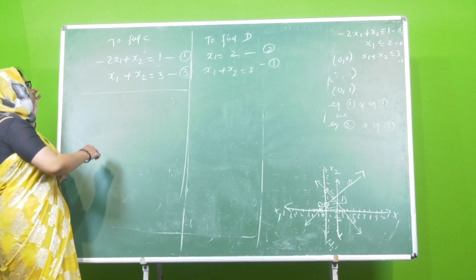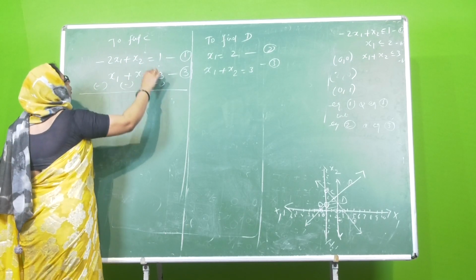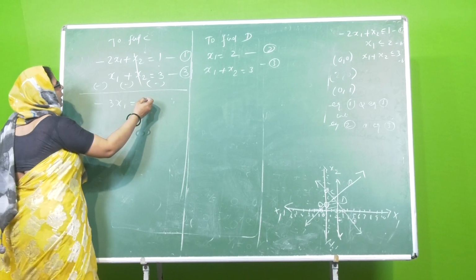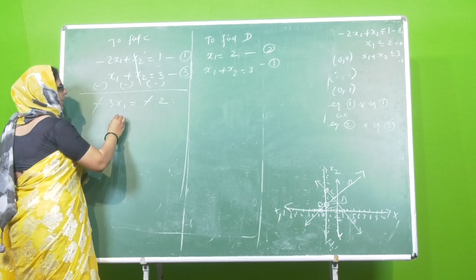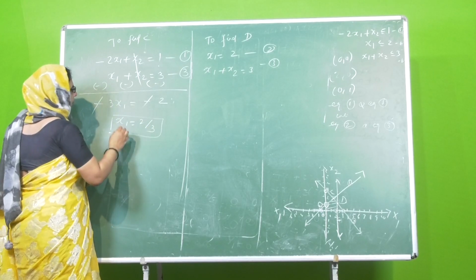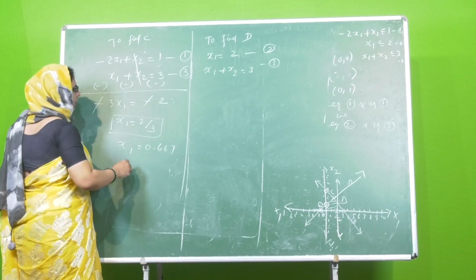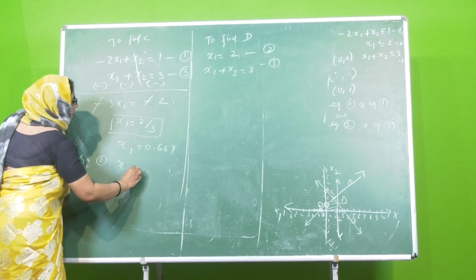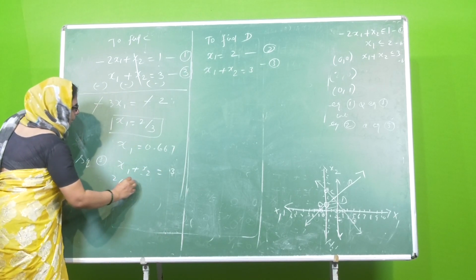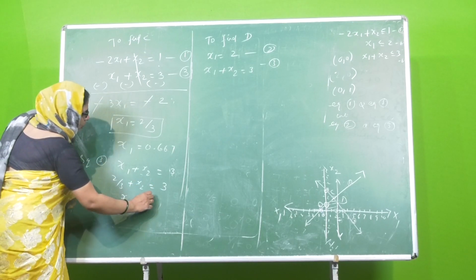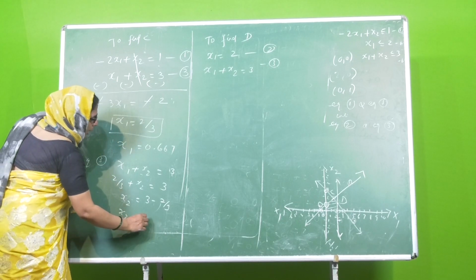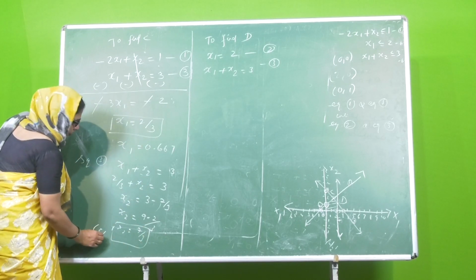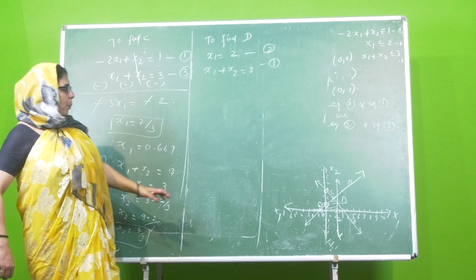So you have to eliminate. You have to subtract 1 and 3, that is you have to change the sign. So x2 minus x2 gets cancelled. So minus 2x1 minus x1, minus 3x1 is equal to minus 2. That is, minus minus gets cancelled. x1 is equal to 2 by 3, that is x1 is equal to 0.667. You have to substitute in equation 3. x1 plus x2 is equal to 3. So 2 by 3 plus x2 is equal to 3. x2 equal to 3 minus 2 by 3, x2 is equal to 9 minus 2 by 3, x2 equal to 7 by 3. So x1 is 2 by 3, x2 is 7 by 3. That is the point C.